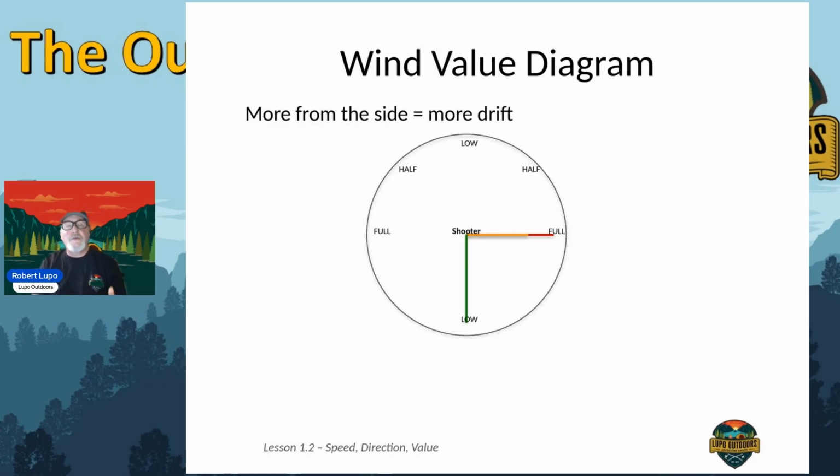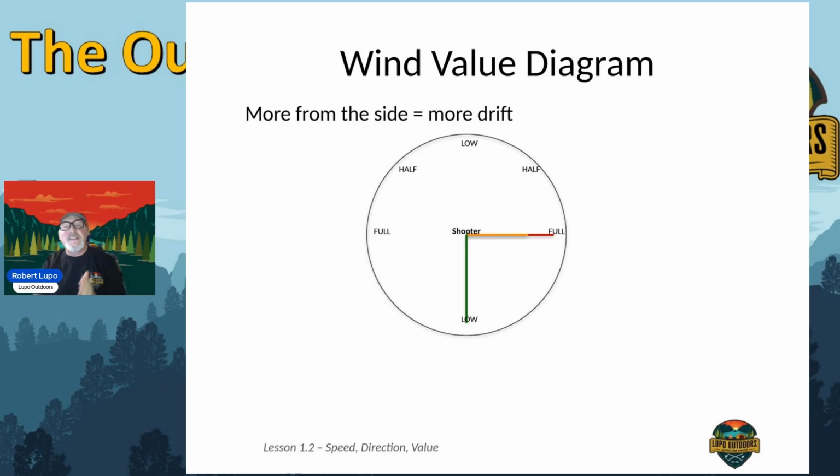This diagram shows wind value in picture form. Imagine you're standing in the center of the clock. Winds from 3 o'clock and 9 o'clock are labeled full. Those are pure side winds and they hit with maximum sideways force. Winds from 1 to 2 and 4 and 5, both sides, are labeled half. They're coming partly from the front, partly from the side, so they only have half the value of wind effect.